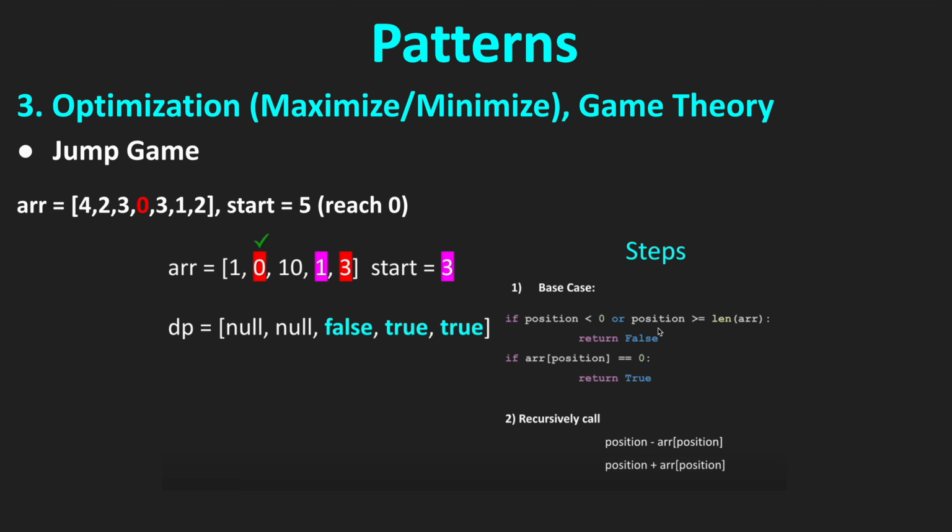Our base case: at each step, we check whether any of these jumps, either to the left or to the right, goes beyond the size of our array. If so, we return false. Otherwise, if we see any index with the value of 0, we return true. And at each step we make a recursive call from that position, to the left and to the right.